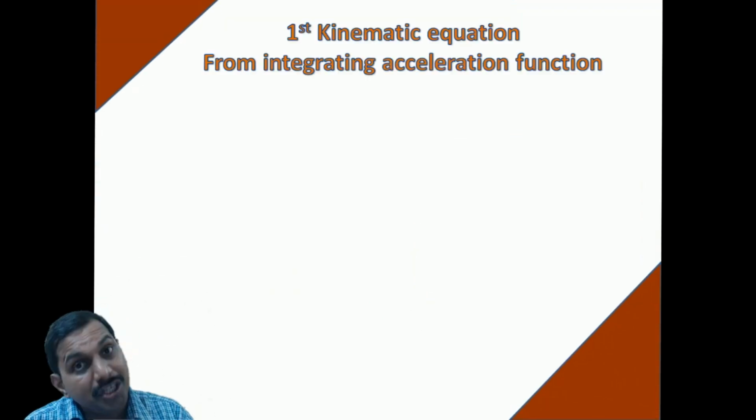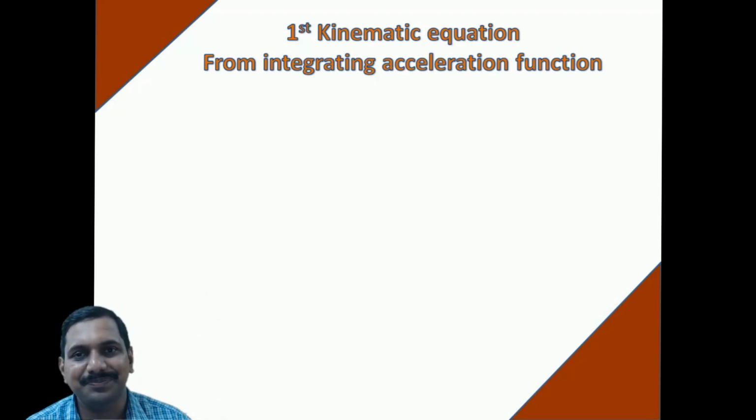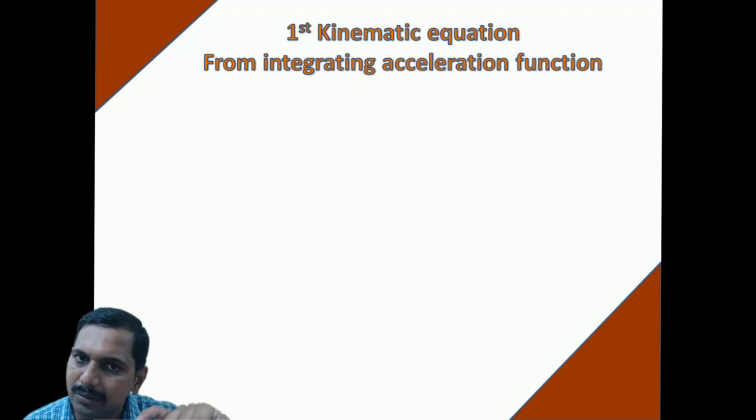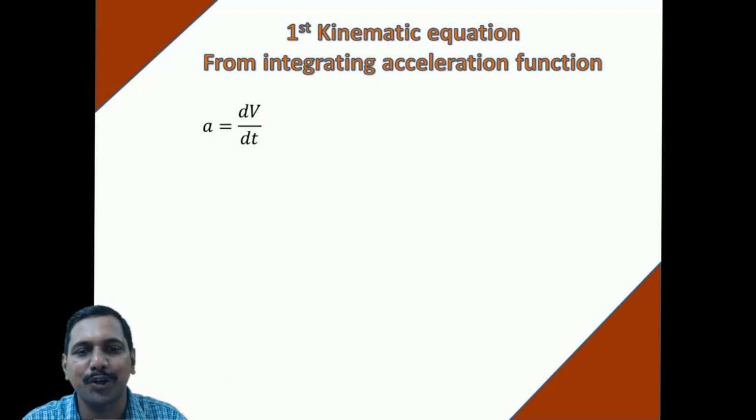Now, the same first kinematic equation can be got by integrating the acceleration function. Here we are going by different ways to get the same thing, right? Just like in religion, there are various paths to get to the same God. Whether you are a Christian, a Muslim, or a Hindu, God is the same, not different. But the path may be different. Similarly, to get to the first kinematic equation, we may go by different paths. So this is the second path towards kinematic equation 1.